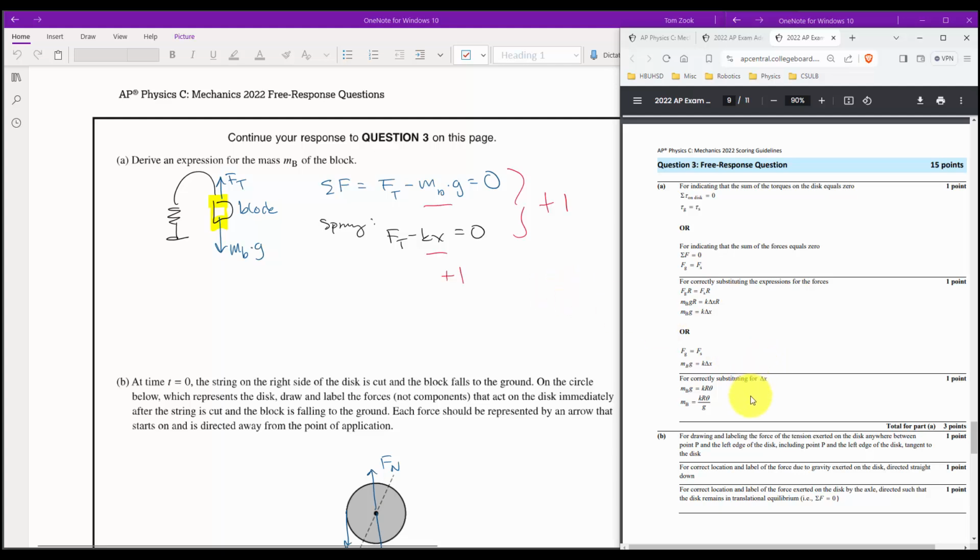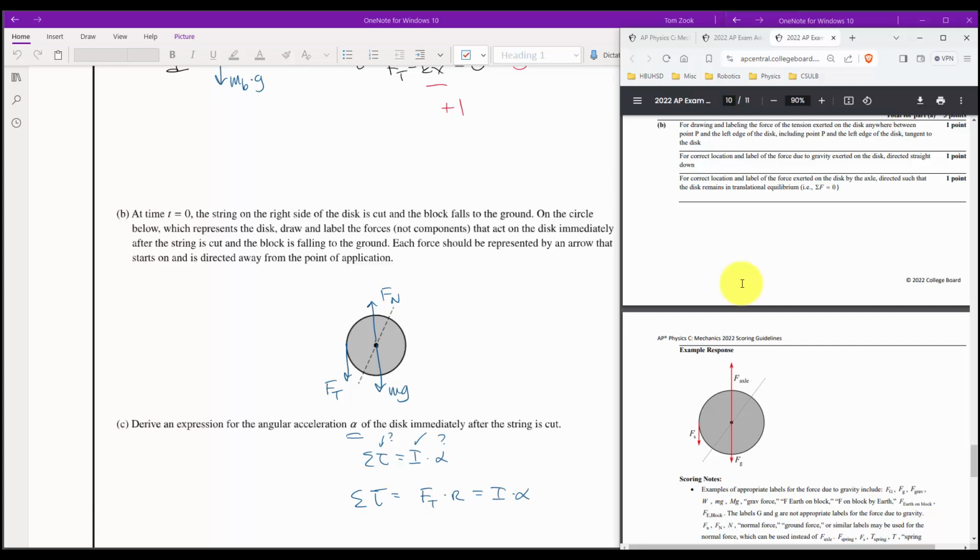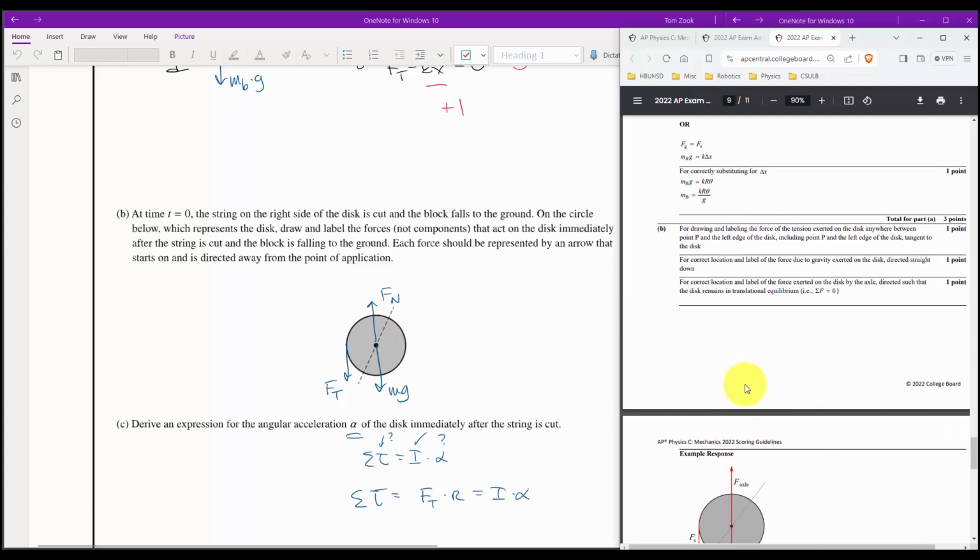And then correctly substituting for delta x, that'd be solving, but we didn't do that. That's the arc length thing. Replacing delta x with r times theta. B, the free body diagram. Yeah, it looks like they call it F axle. I was calling it normal force.